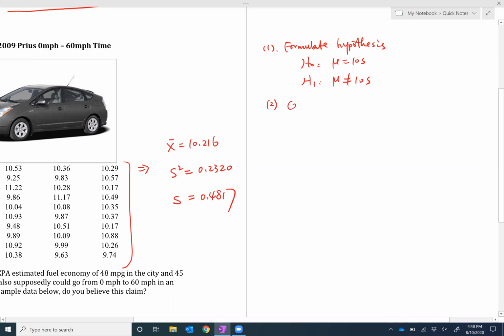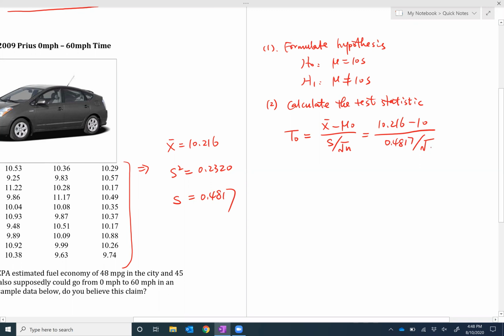Step 2, calculate the test statistic. Now, this will be a t-distribution. As we know, now we're going to replace sigma with s. So this will be x bar minus mu 0 divided by s over square root of n. And this will become 10.216 minus 10 divided by 0.4817 divided by square root of, how many cars do we test? 40. So this will equal 2.836.